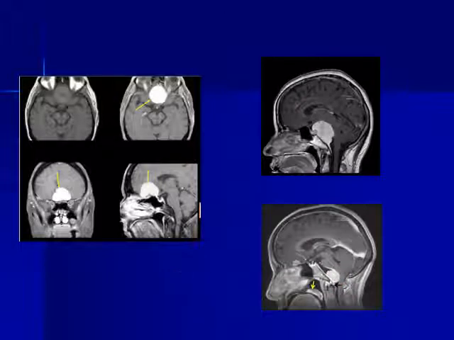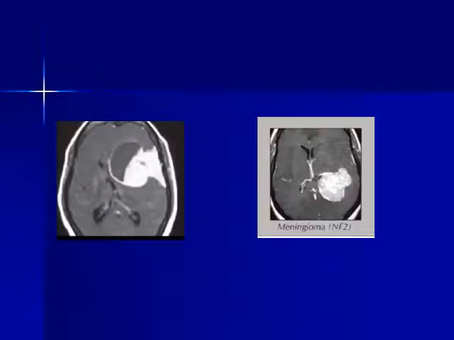Meningioma can be multiple, and if you see multiple meningiomas, you should think of neurofibromatosis type 2 and look for the other stigmata, including multiple schwannomas along the cranial nerves. This is an intraventricular meningioma in a case of NF2.